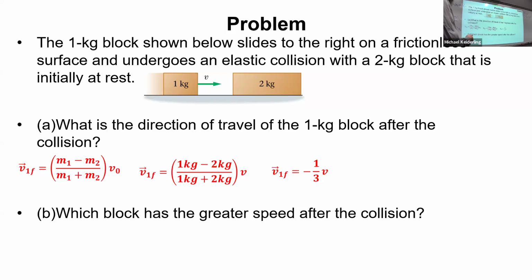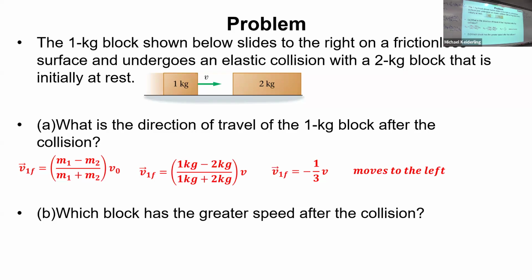Which block has the greater speed? Just in general, if you have a lighter thing moving, hitting a heavier thing, it's going to bounce backwards, because you have mass 1 minus mass 2. So it moves to the left. What block has the greater speed after the collision?